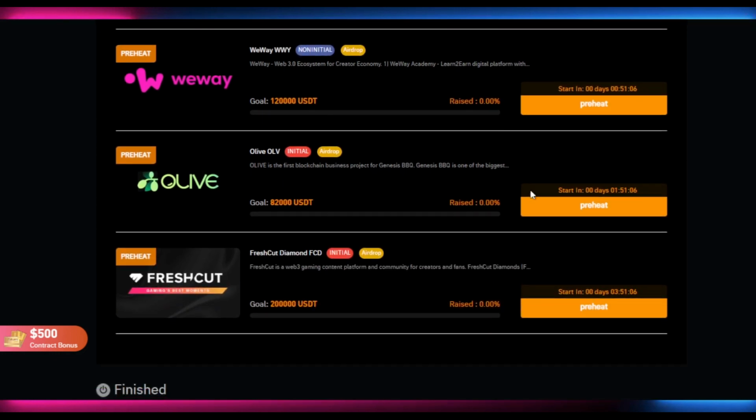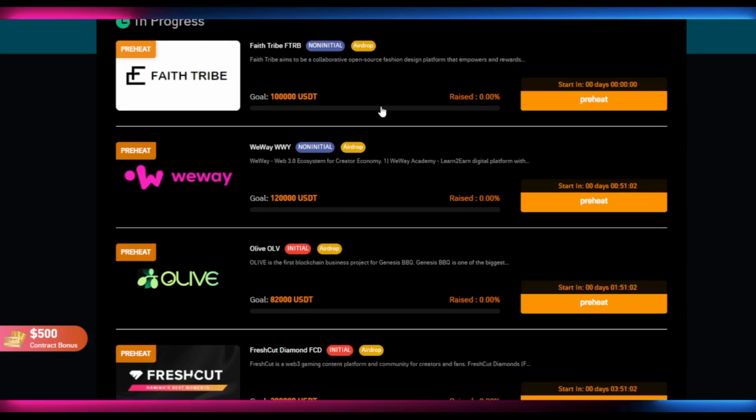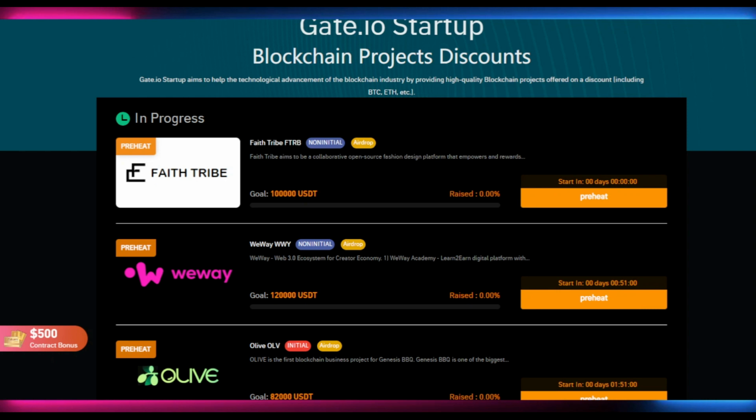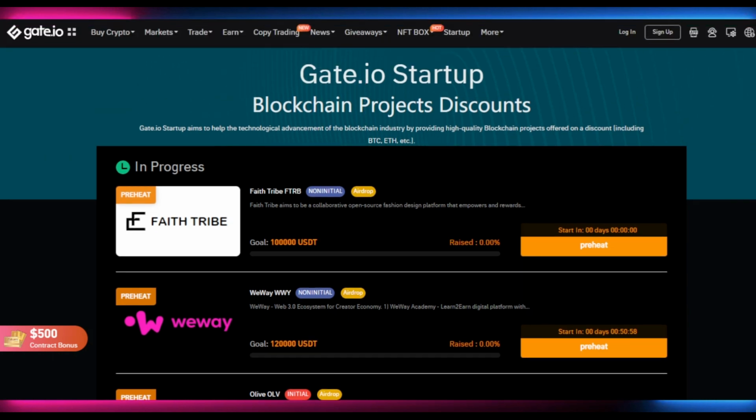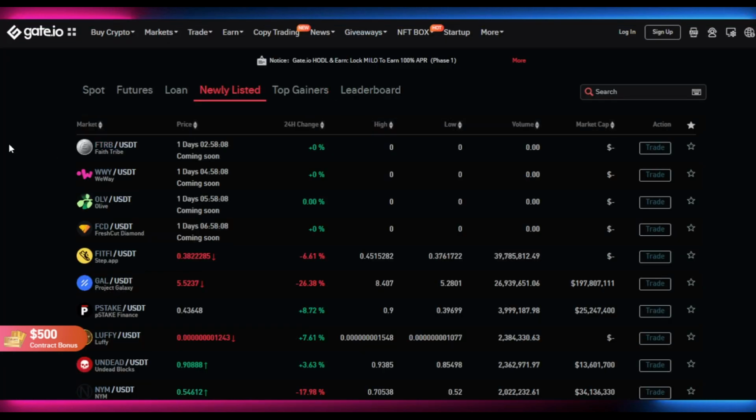We're also going to be having Olive starting very, very soon. Fresh Cut Diamonds is also going to be starting very, very soon. So this is your chance to shine. Get into the startups if you are a VIP member. If you aren't, you should get in and wait at newly listed. Once all these coins do drop and start in the newly listed section, you can always ape into them. That's going to help you enter the markets regardless of whether you are a VIP member.